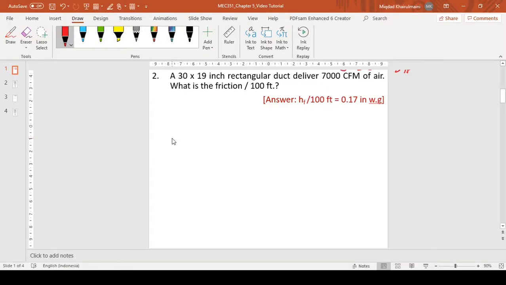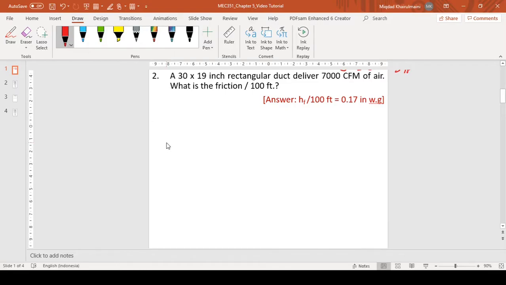So in this video tutorial, we will look at the second example in chapter 5. In this example, we will look at how to use the second chart, which is the equivalent size rectangular duct chart. Once we have used the second chart, we will try to relate it with the first chart again. From the question here, we have a rectangular duct.